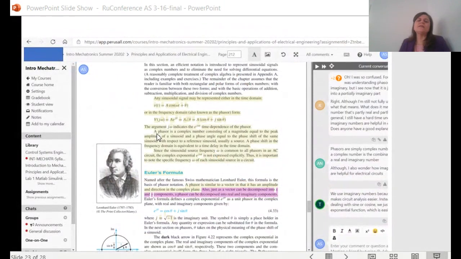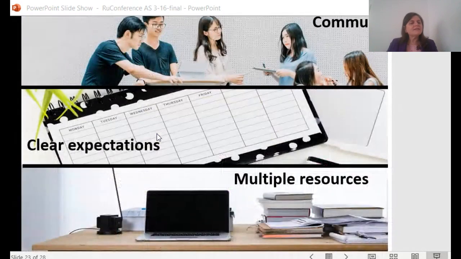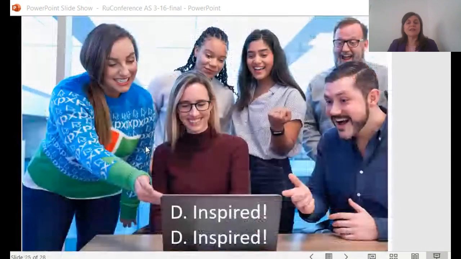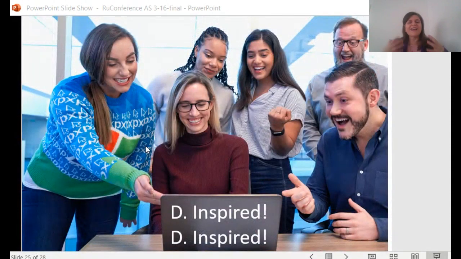So the last thing I want to say is about a tool that is a reading platform where students are able to read and annotate things together. That is another way to fill the classroom and to collaborate. And I would say with all these examples, I achieved my communication, clear expectations, multiple resources, and I feel I achieved the inspiration, and my students felt inspired.